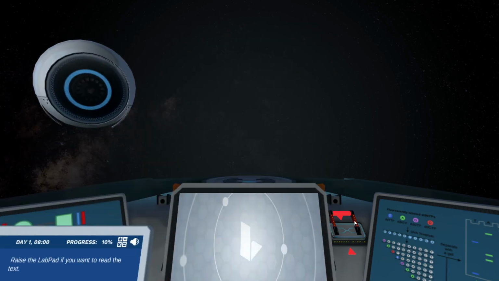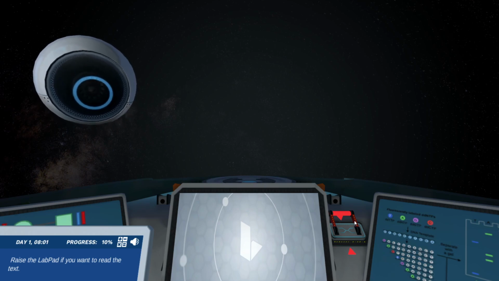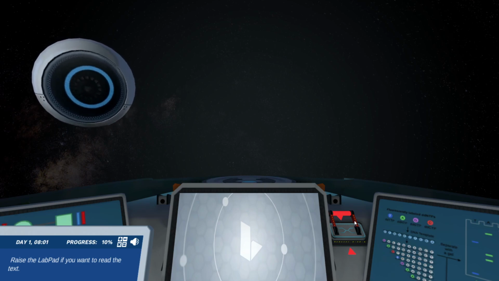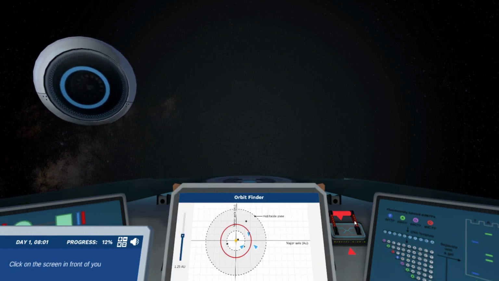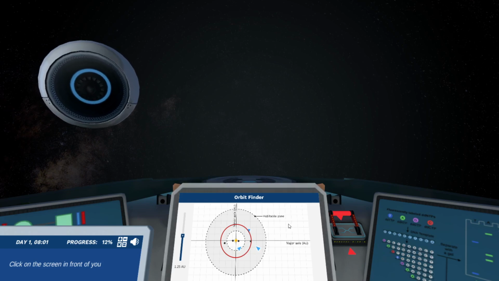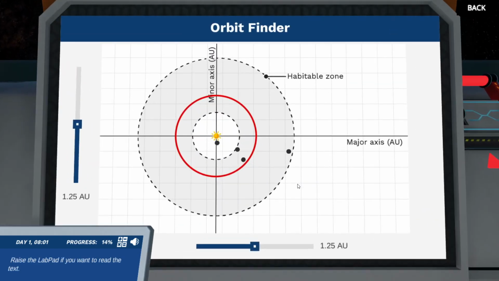Our mission today is to find out if there is life in the planetary system of the Ostakos star. Click on the screen in front of you to search for planets orbiting Ostakos. On this screen, you can see the position of the planets orbiting Ostakos as black dots. We want to identify their orbits, so we can see if any of them is fit for life.